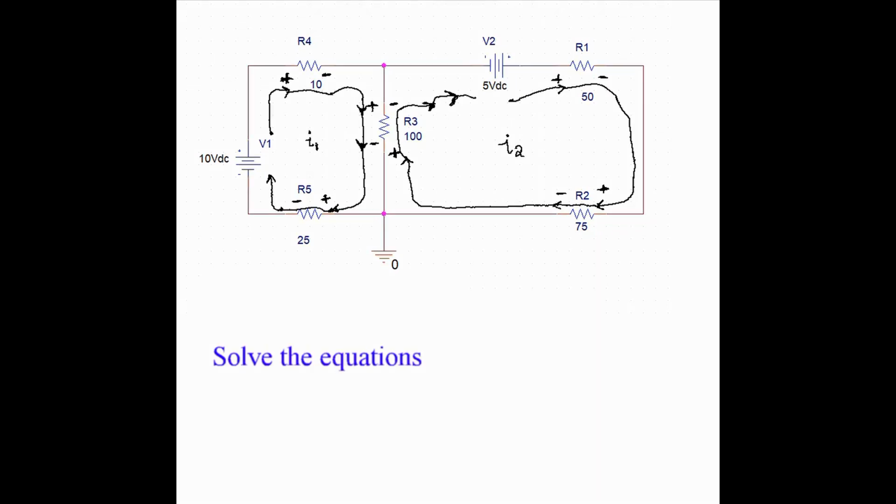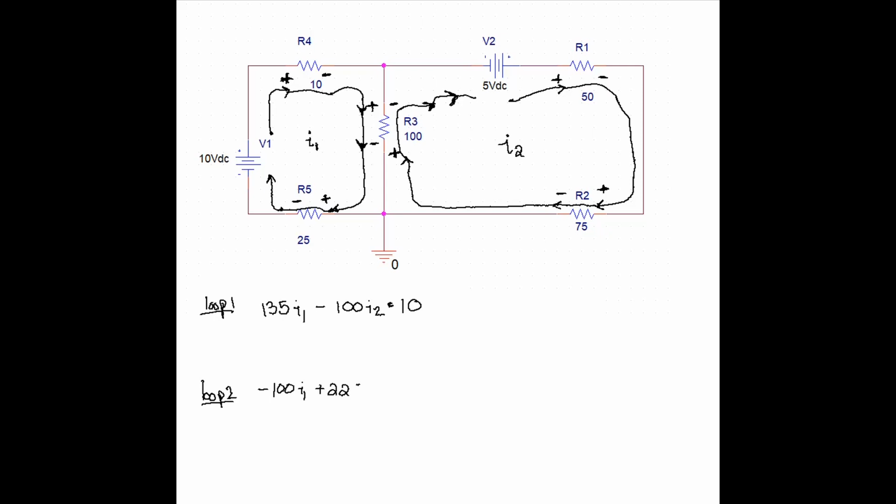We've simplified both loop equations, and the next thing we're doing is solving those 2 equations. You can solve them in whichever way you're most comfortable with. Personally, I like to do substitution. So let me write out these loop equations once again. We have 135 I1 minus 100 I2 is equal to 10. And the loop equation for loop 2 is minus 100 I1 plus 225 I2 is equal to 5. So once again, we have 2 equations and 2 unknowns.